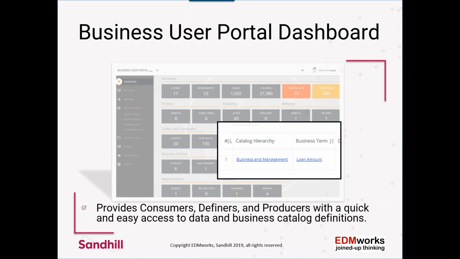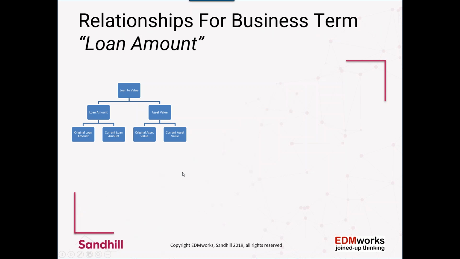But obviously, if you're more of a data architect or a data scientist or a data analyst, then you can also go in and take a look at the more technical aspects as well. But for our example, we're going to look, just like Dennis was looking at, at some of those attributes, for example, like loan amount. And we can use this portal as a mechanism for gaining access to the underlying data and the definitions of that data. And as I was saying, any one of the consumers, definers, and producers can go in there and get quick and easy access to the underlying content.